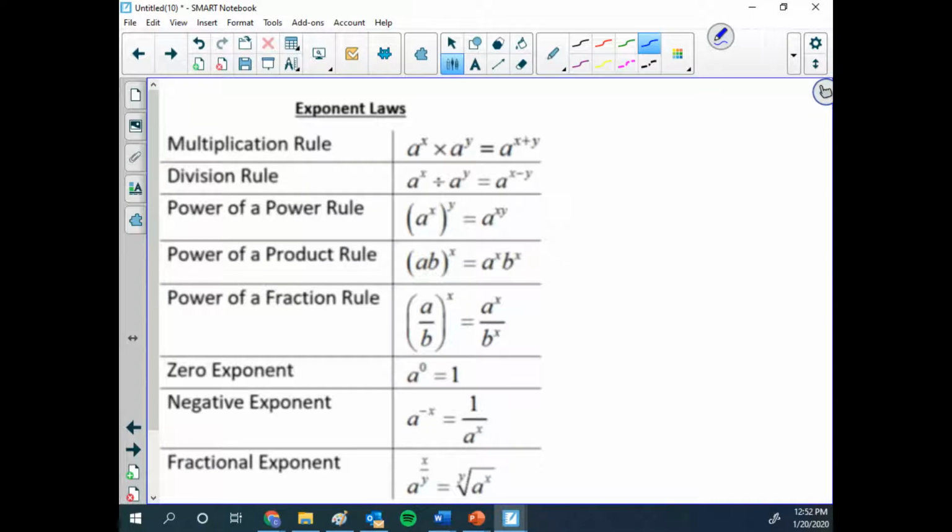Right. So the exponent laws. You have to take a seat first of all. Thank you. So you have to memorize the exponent laws. Now the names here don't really matter, but you do have to remember the exponent laws.